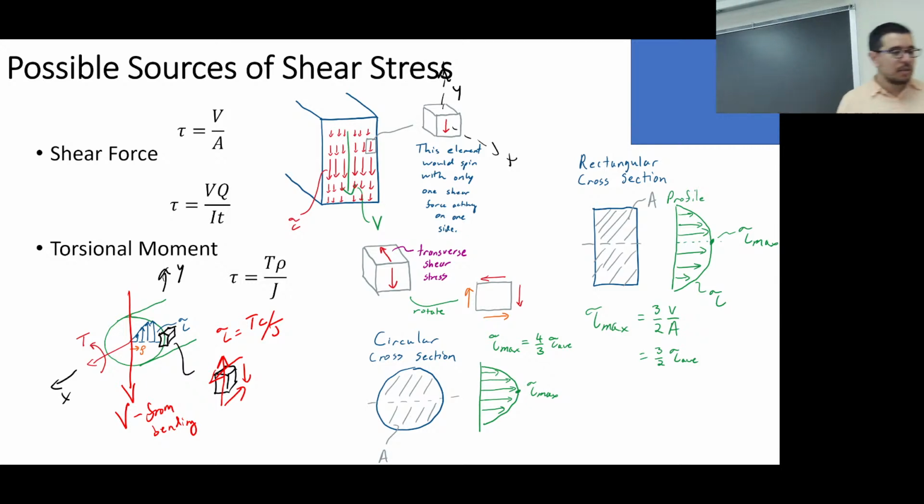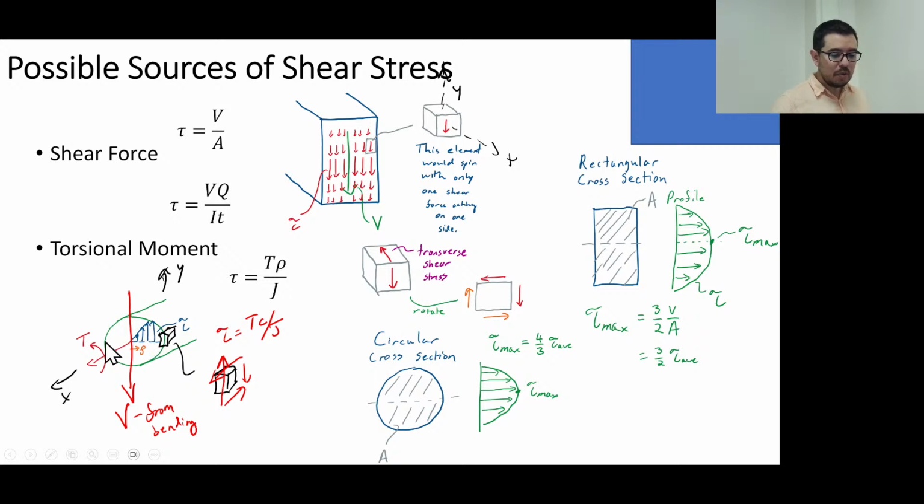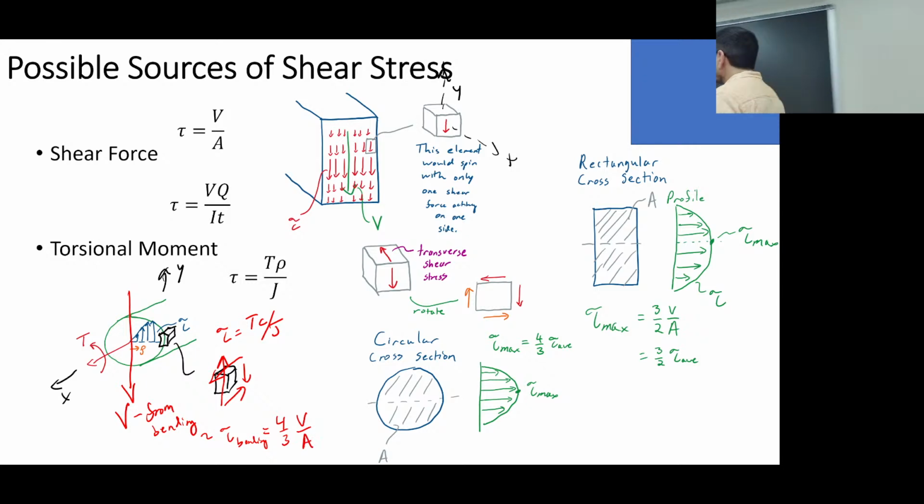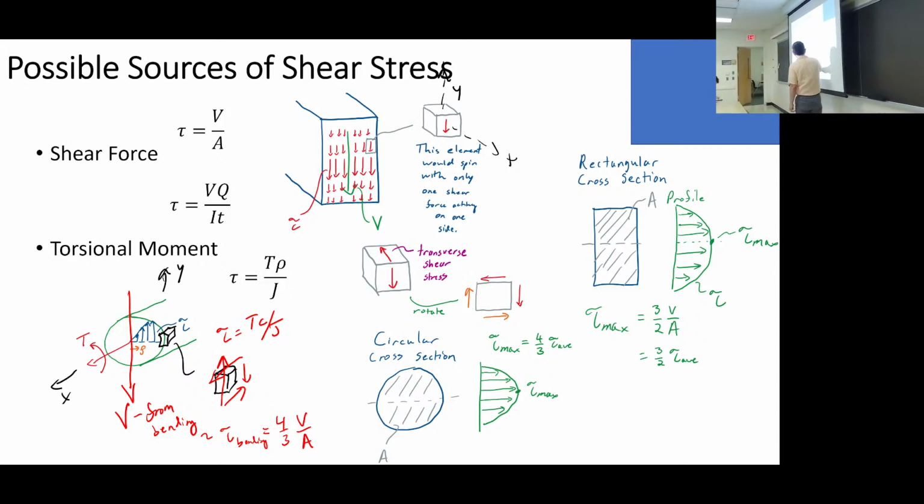You see, the max will be at the longitudinal axis. So this from bending will result in a shear stress that's equal to what? 4/3 V over A. Do you see that? Because we just said that from bending, it's a max at the middle, and if it's a circular cross section, then it's 4/3 tau average. And this comes back from the width. So now, if I've got that situation, I can add TC over J to 4/3 V over A.